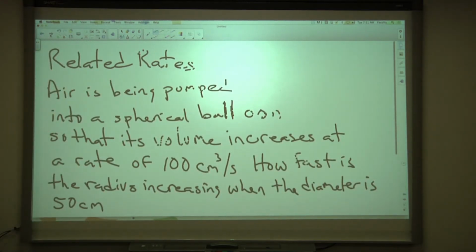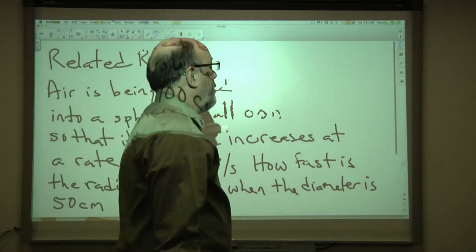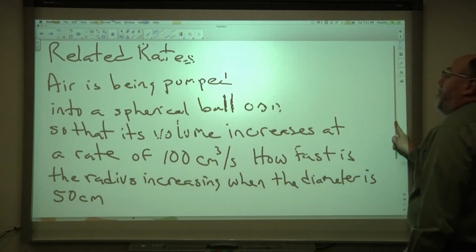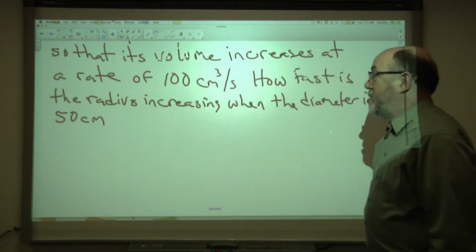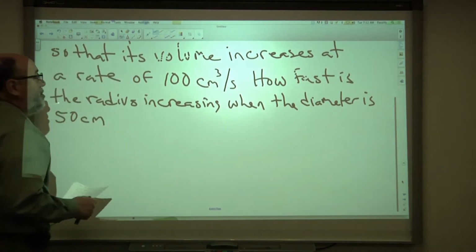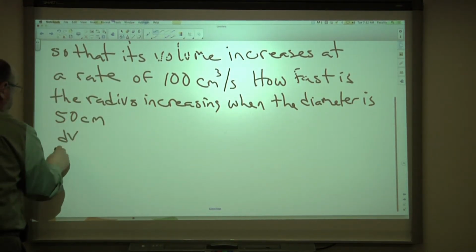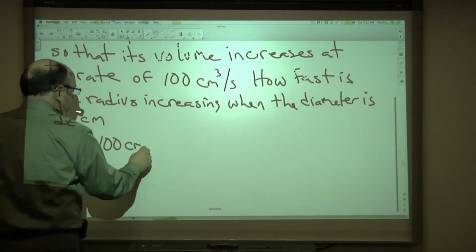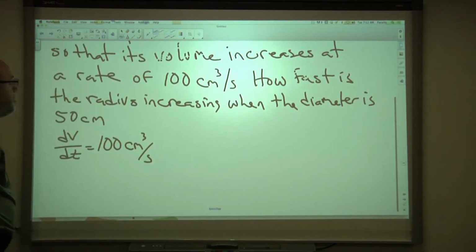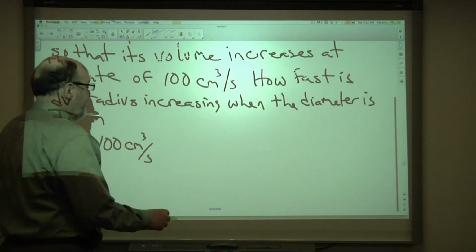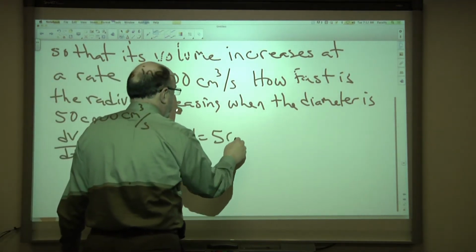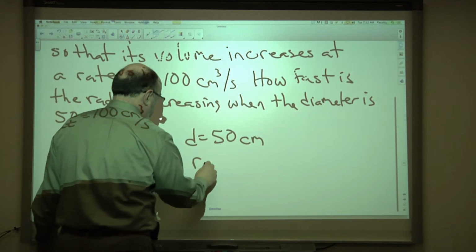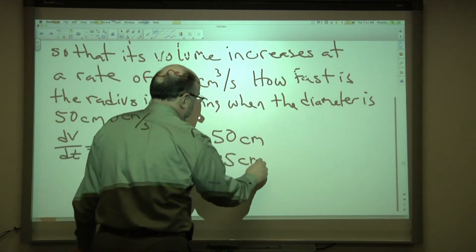Air is being pumped into a spherical balloon so that its volume increases at a rate of 100 cubic centimeters per second. How fast is the radius increasing when the diameter is 50 centimeters? So what do we know? Well, we know dV/dt, the change in volume with the change in time, is 100 cubic centimeters per second. We know the diameter is 50 centimeters, which means that the radius will be 25 centimeters.